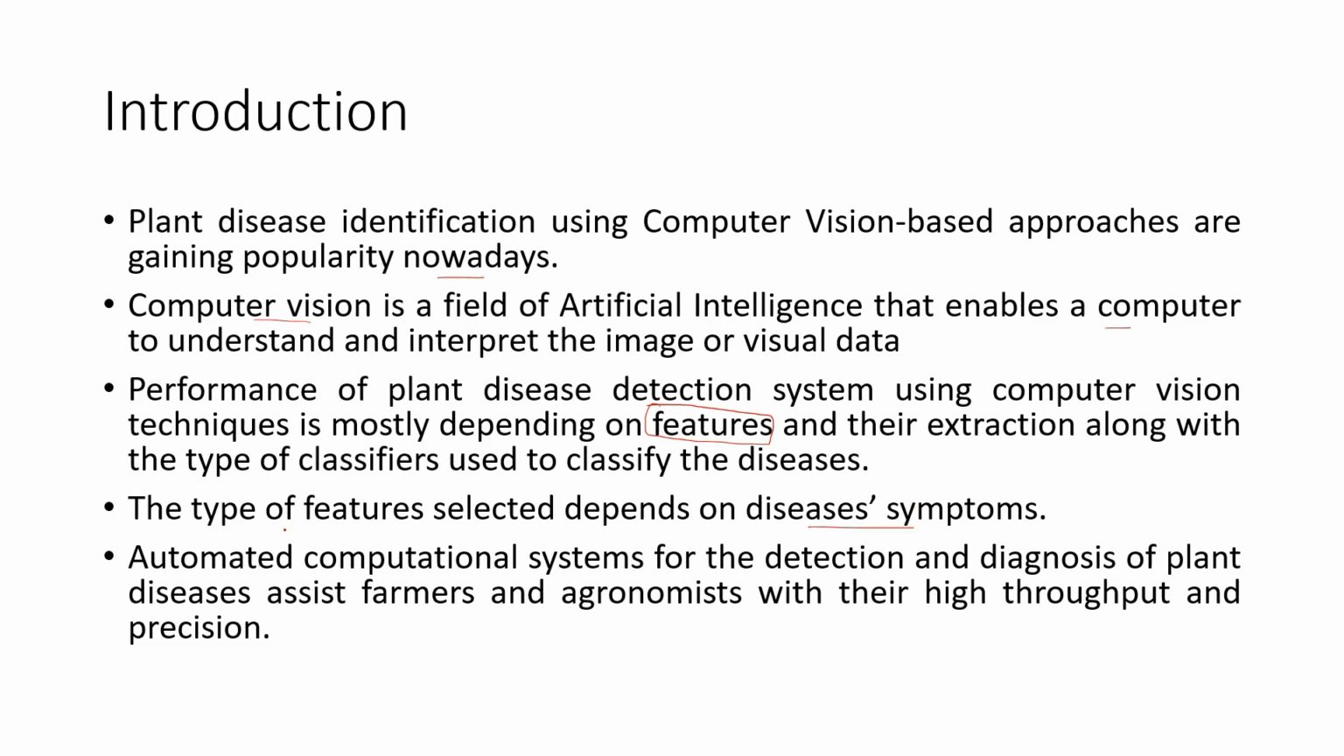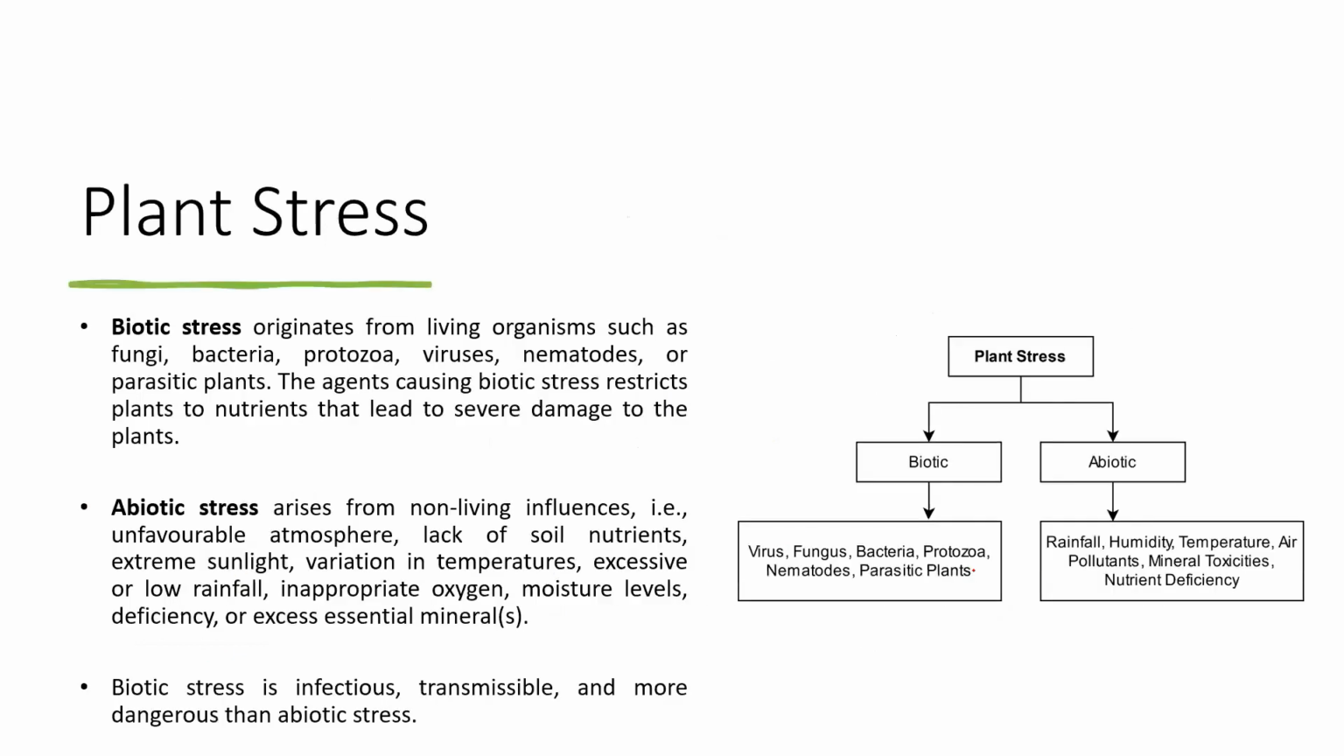In order to design automated systems for detection and diagnosis of plant diseases, farmers and agronomists must be assisted with high throughput and precision by these techniques. So why are we developing such things? Because we are going to assist farmers with the high throughput and precision of these algorithms. So we have to design systems that are highly precise.